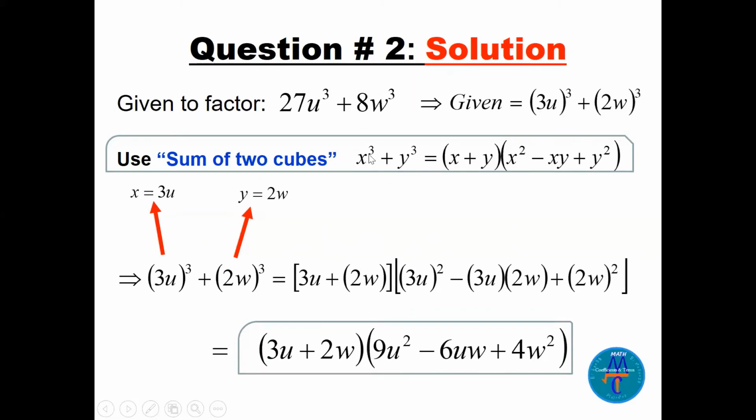x cubed plus y cubed is equal to x plus y, remember? Times x squared minus xy, there is no 2 here, plus y squared. Just apply the formula. Every y, you put 2w. Every x, you put 3u. And just simplify it, you get the factoring. Remember now, if you multiply these two, the big answer here, you will get this one here, the sum.